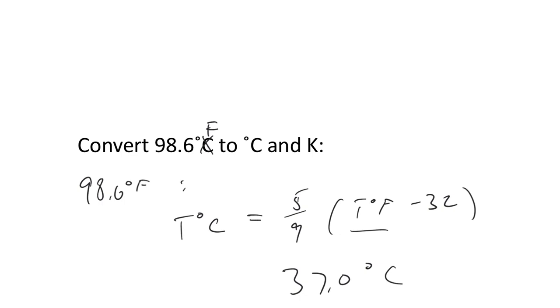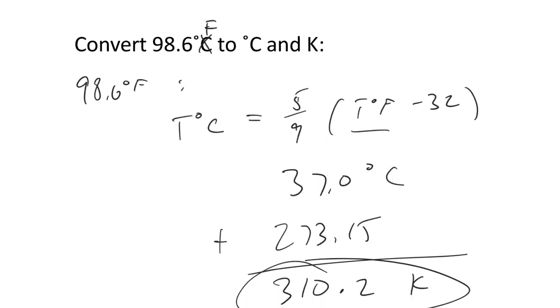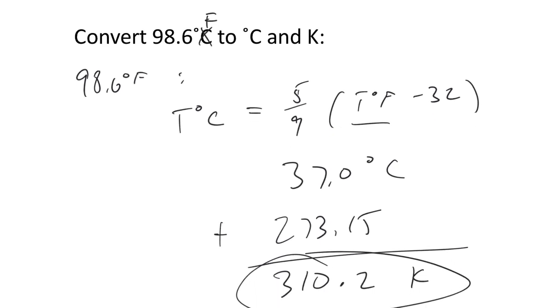If you know the two scales, about 37 is standard body temperature in Celsius, and then we add 273.15 to the result, and we come up with 310.2 in Kelvin. So about 298 Kelvin is room temperature, and our body temperature is about 310.2 Kelvin.